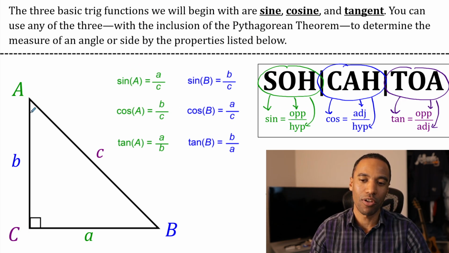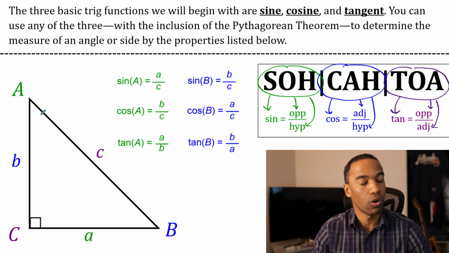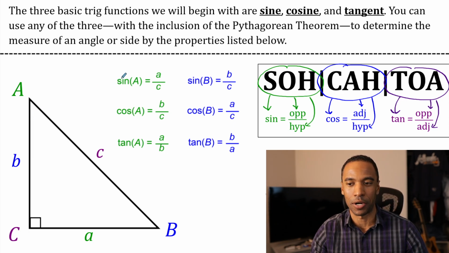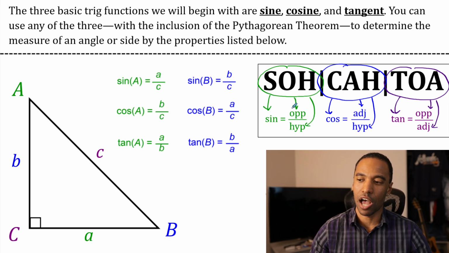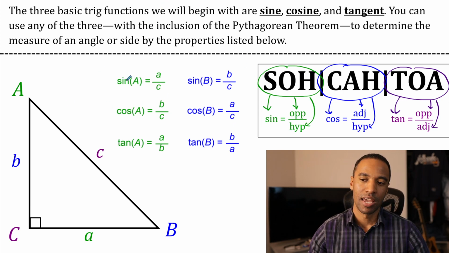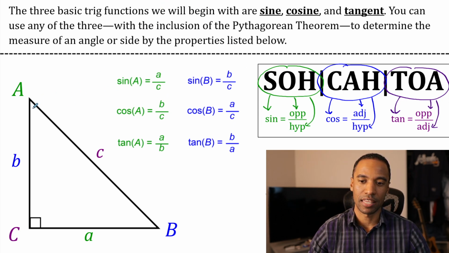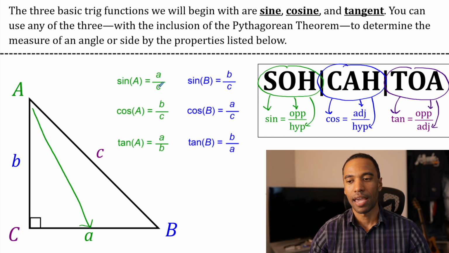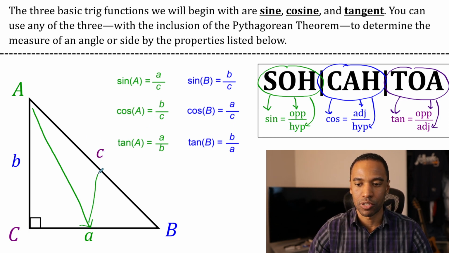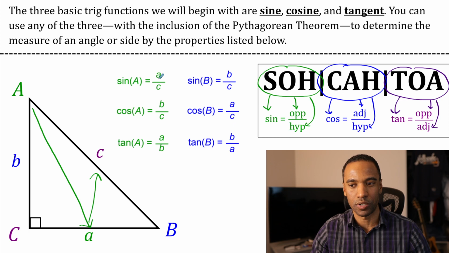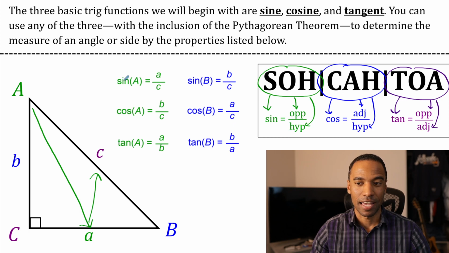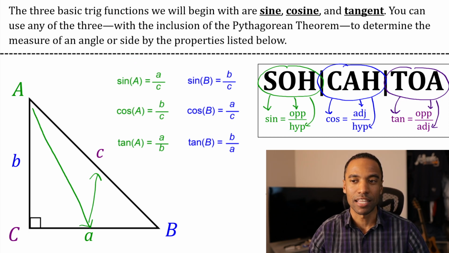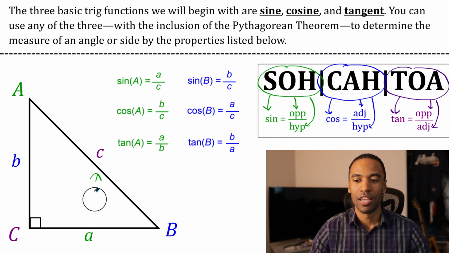Well, okay, guys, if angle A had some sort of known measure and we wanted to take the sine of angle A, since sine is opposite over hypotenuse, the sine of angle A is equal to the leg opposite of angle A, which is A, divided by the hypotenuse, which is C. Whatever A divided by C is, that's the same thing as the sine of angle A. And that's something, like I said, that we're going to use in a calculator.